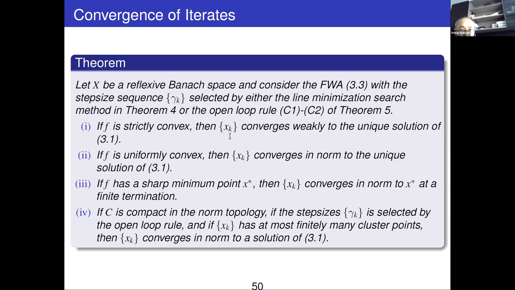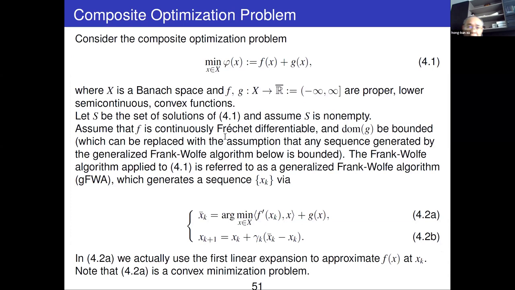And the following I also extend to the composite situation, where the function f is now the sum of two functions. I use phi, where phi is equal to f plus g, and this is called the generalized FWA. So what is the FWA? FWA linearizes the function f at the iterate xk, and we still keep g. So down here, 4.2 is the so-called GFWA, generalized FWA.